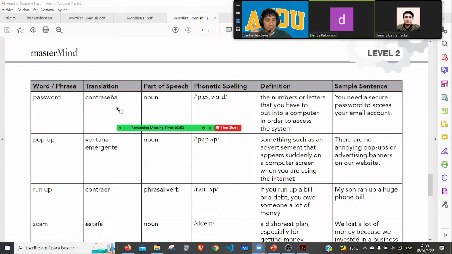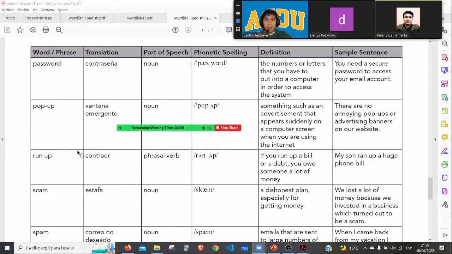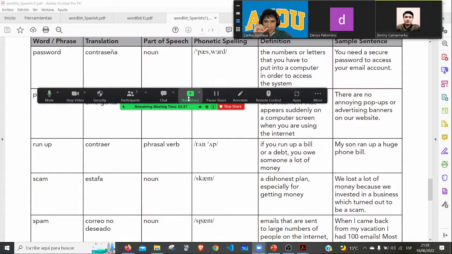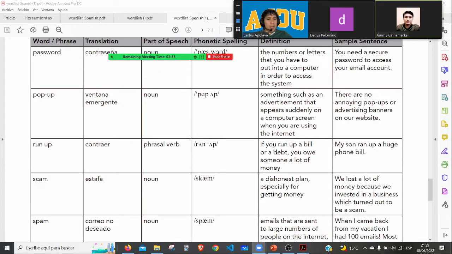Password, you know what a password means? Yes. Contraseña, it's a password. Pop-up. Pop-up son esas ventanitas que nos salen en el browser, navegador. Pop-up window, ventana emergente. ¿Ok? Luego tenemos run up. Look at this. Run up, dice así. If you run up a bill or a debt, you owe someone a lot of money. So my son ran up a huge phone bill. ¿Cómo traducirían run up? Run up a huge phone bill.